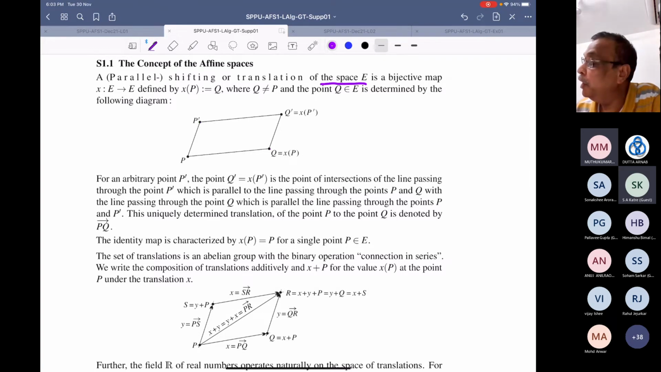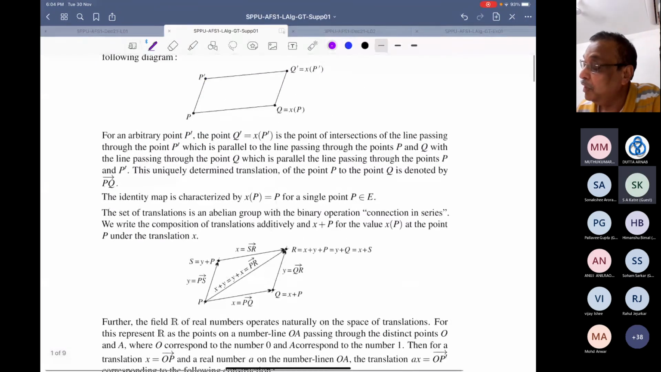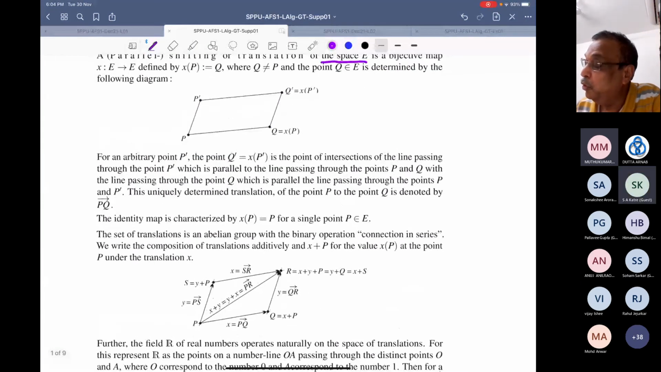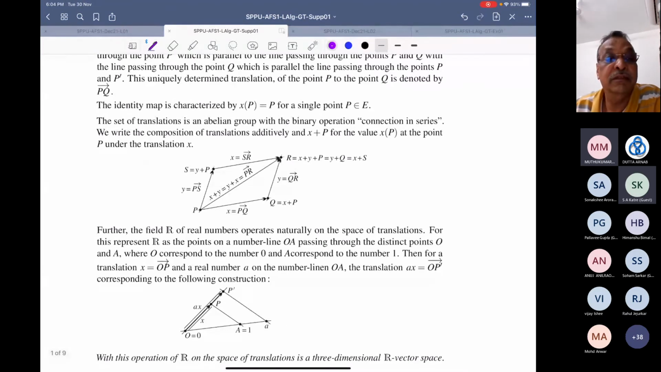P prime is a point. Where will it go? I have translated it. So I have to form a parallelogram and look at this one. That Q prime will be the image of P prime. And then how are you using this? Whenever we drew a picture, we drew like this. Whenever you drew PQ and over that arrow, that was a vector. So that X was denoted like that. So we started writing pictures like this.